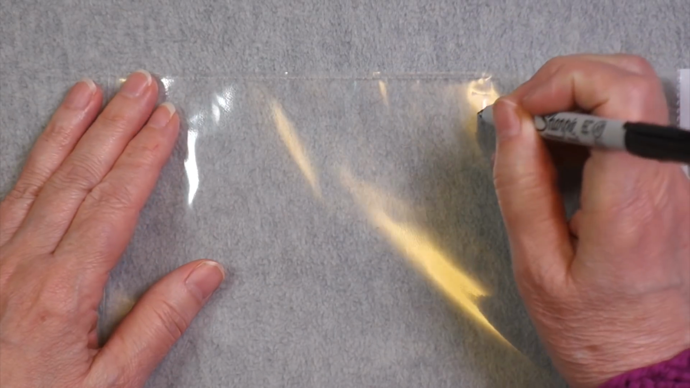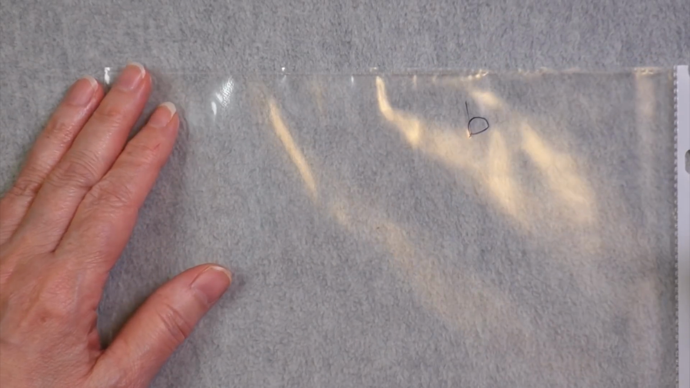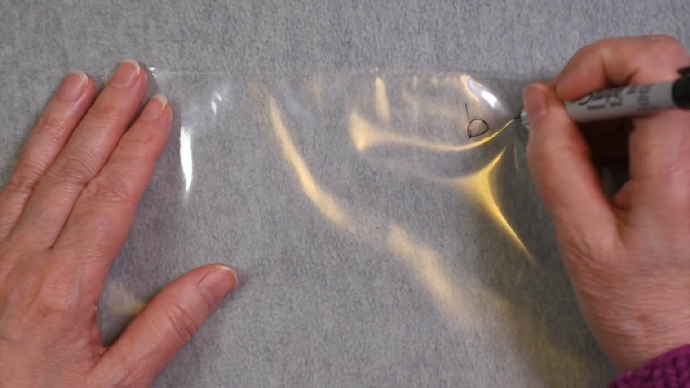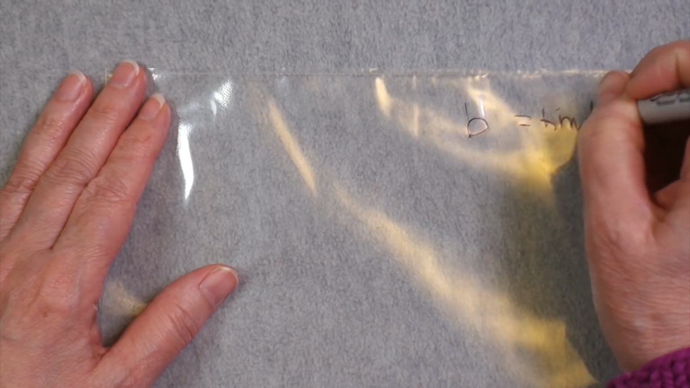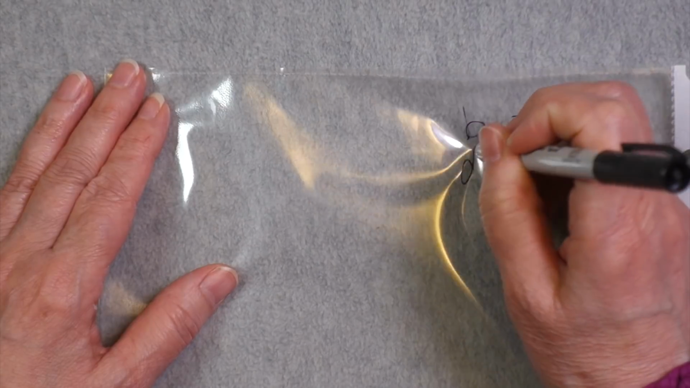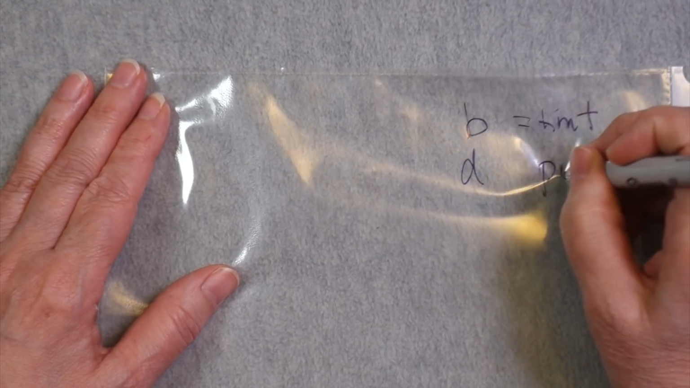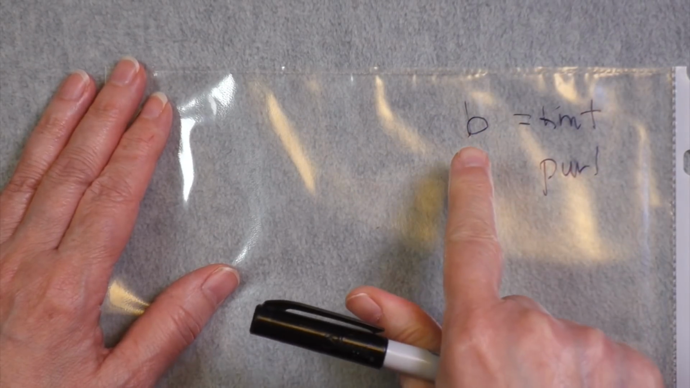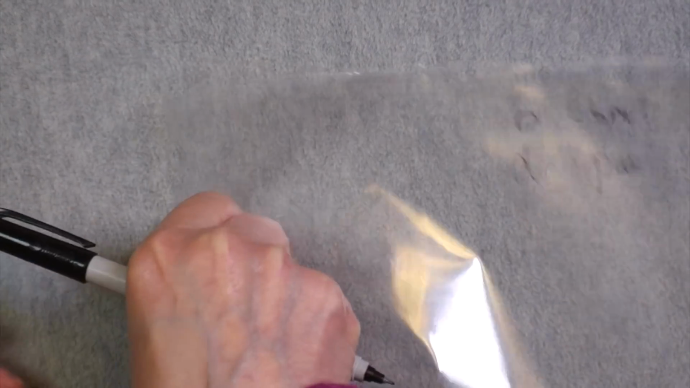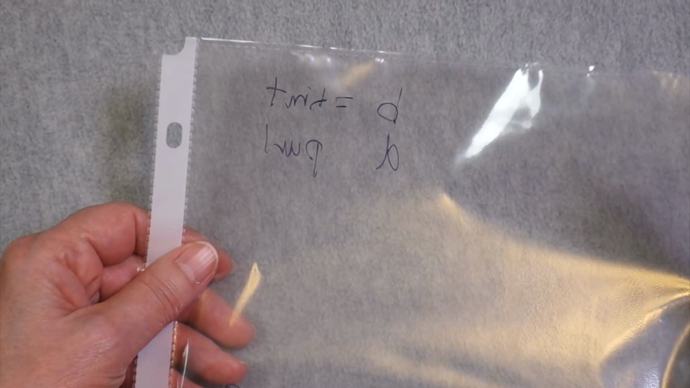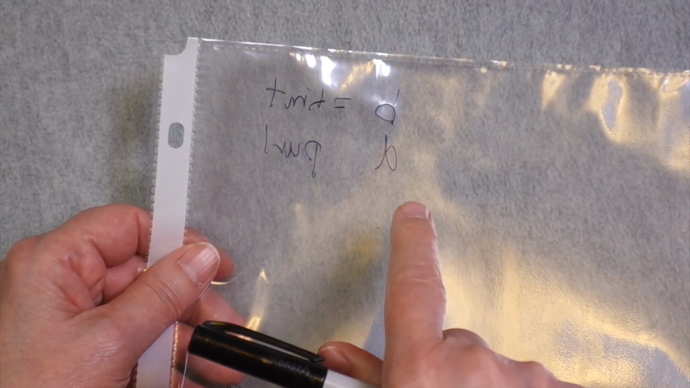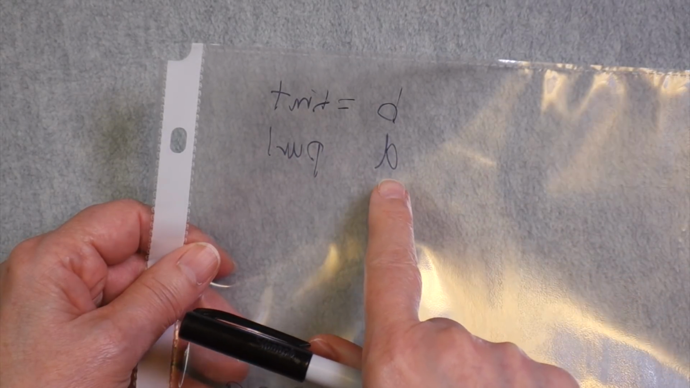So let's look at it like this. Let's say that the small letter B represents a knit stitch, and the small letter D represents a purl stitch. When you look at the B from the back side of this, you see the letter D. And when you look at the letter D from the back side, you see the letter B.